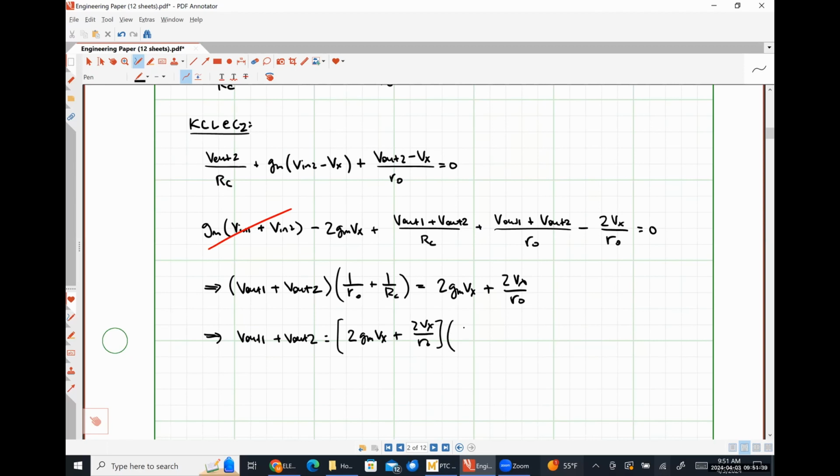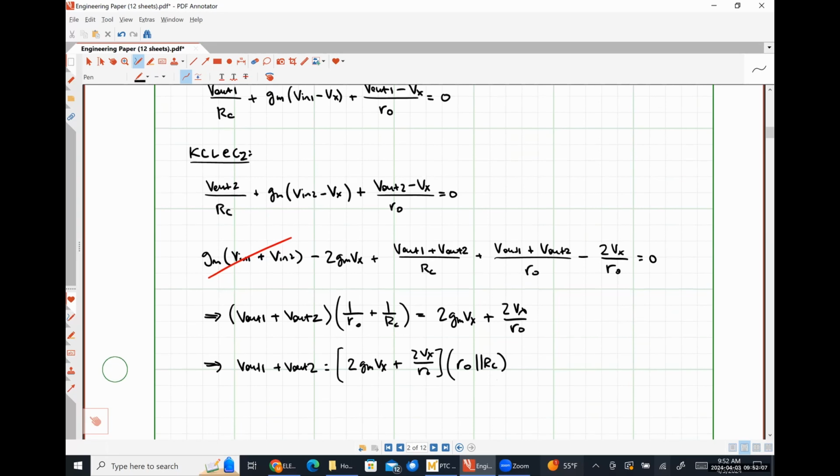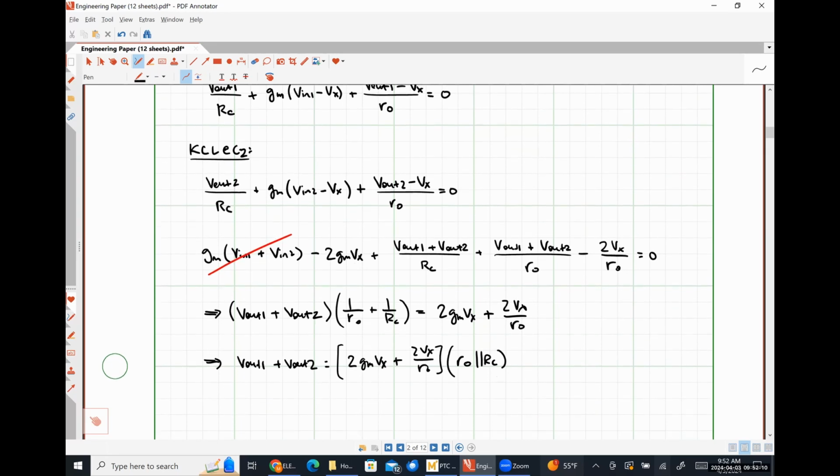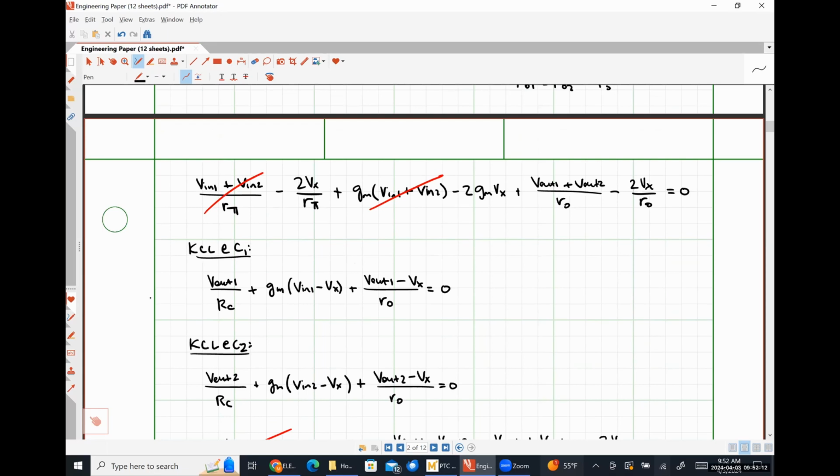times 1 over R naught plus 1 over RC to the negative 1 power. I'm about to replace that thing, because that's nothing more than literally R naught in parallel with RC, right? So let's just put it in like that because it's a little less gross. All right, and now I can substitute this relationship for Vout1 plus Vout2 back into this guy up here.